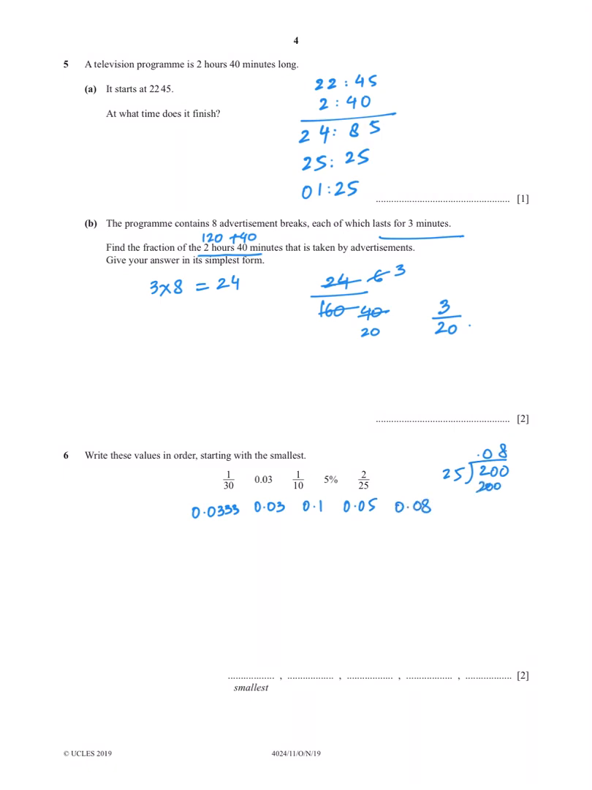Now you can easily pick out the smallest one. So the smallest one we have here is 0.03. After that we have 0.033, that is 1 upon 30. After that we have 0.05, that is 5%. And after that we have 0.08, that is 2 divided by 25. And in the last we have 0.1, that is 1 divided by 10. So these are the values arranged in ascending order.